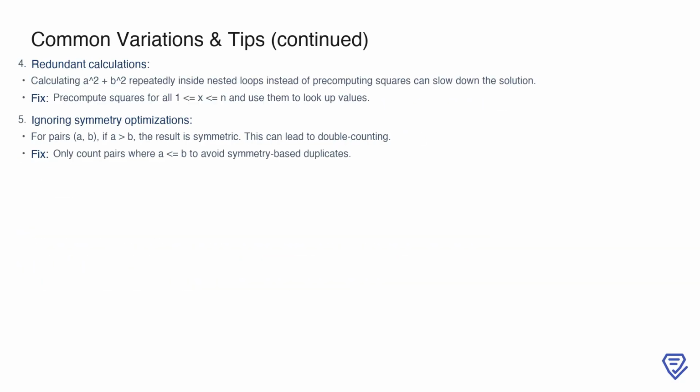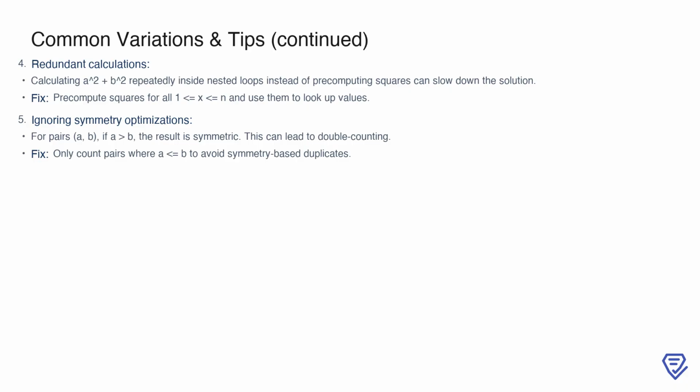Now, another common mistake involves redundant calculations. If you repeatedly compute A squared plus B squared inside nested loops, you'll waste time recalculating the same values. Instead, pre-computing the squares for all integers from 1 to n and storing them allows for quick lookups, significantly speeding up the process. Also, symmetry in the pairs A, B can lead to double counting.